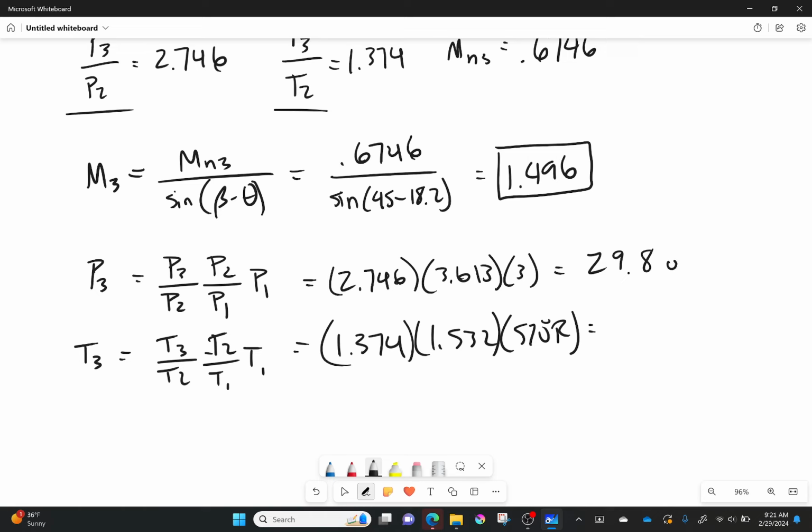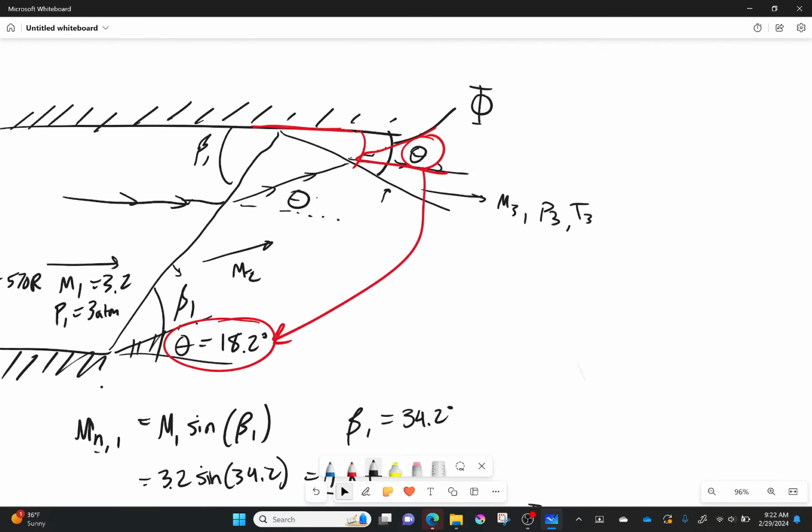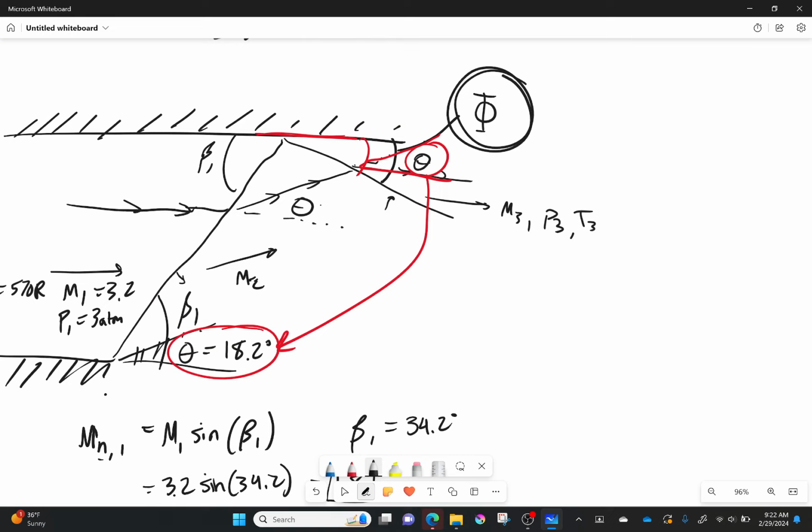The pressure is 29.8 atmospheres, because it was atmospheres originally. Okay, we got that one. And now let's figure what our temperature would be. And it would be equal to 1,200 Rankine. Woo, warm. Warm indeed. Okay, so we got it. Now the last thing we have to do is to calculate this angle right here. What is this angle?